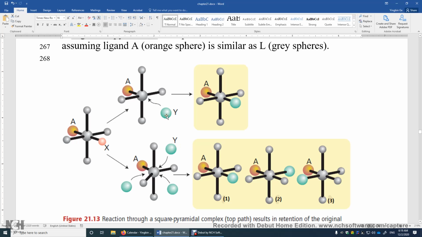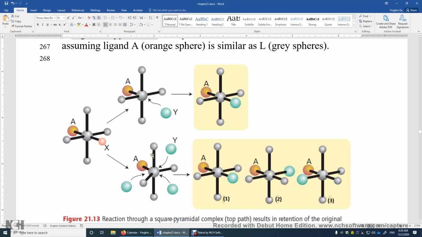Of course, Y can attack the metal from here or from here, but from the opposite side of A, there's more space and less steric effect. That means lower energy barrier. That means this is faster. This is favored energetically. And then the product is 100% trans, or nearly 100% trans. A and Y are in the trans position.